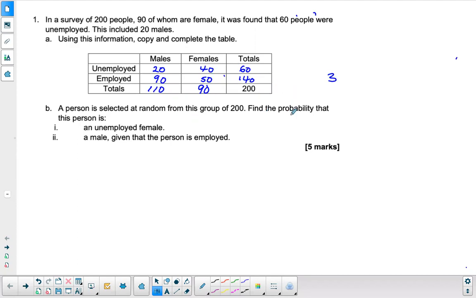Okay, next we've got to find the probability the person is an unemployed female. So an unemployed female is this box here. So the probability that they're unemployed female is 40 out of 200, which you can simplify to 1 in 5.